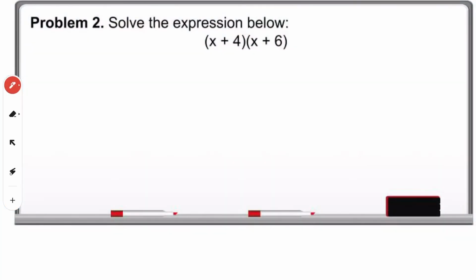Now, I know that is a lot, so I'm going to do another problem. If you understand it, you can go on to problem 3 and begin your classwork immediately. If not, follow along with what I do. So problem number 2 says solve the expression below. We have the expression x plus 4 times x plus 6.